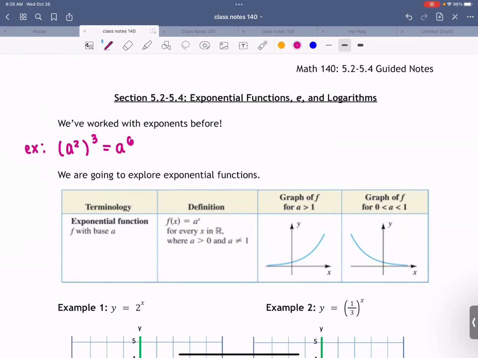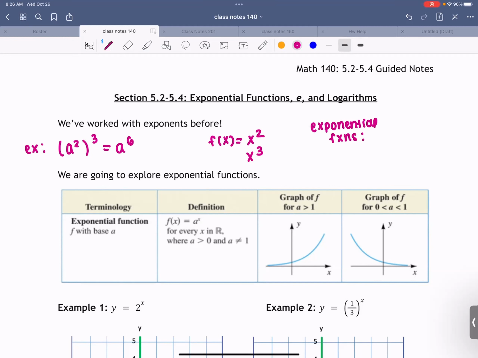Another time we've worked with exponents were our power functions. So we've seen f of x equals x squared and x cubed. Okay, so these are all functions with exponents. Let me show you what an exponential function is, and I think it'll clear things up. Okay, so this is an example of exponential functions.